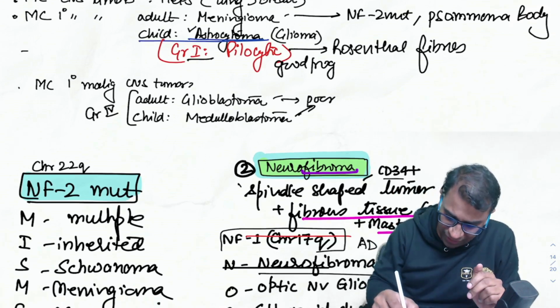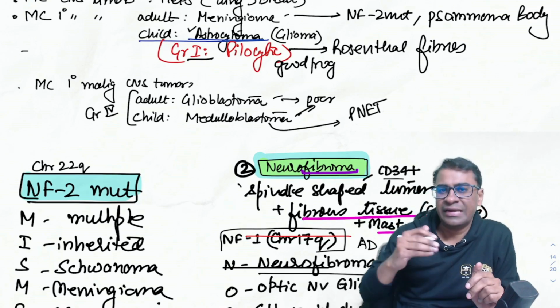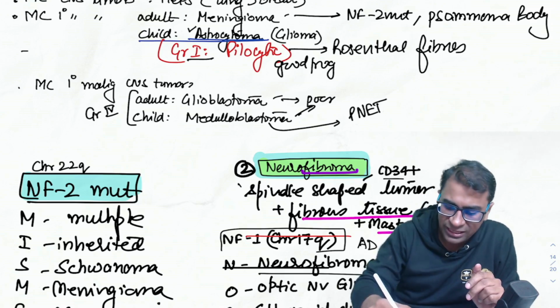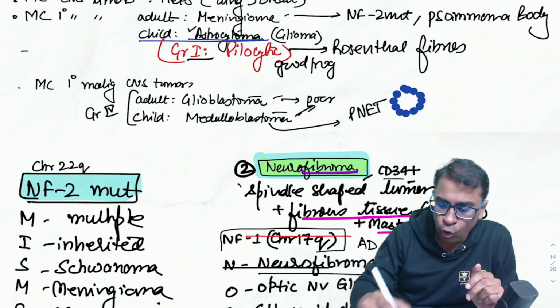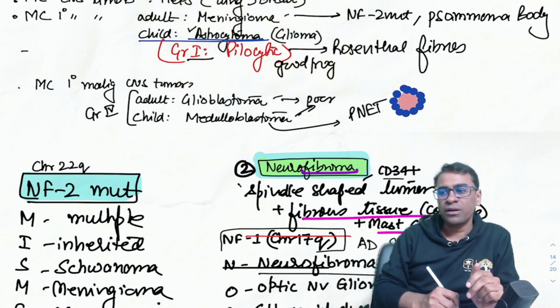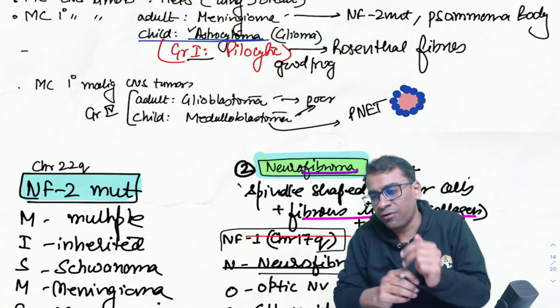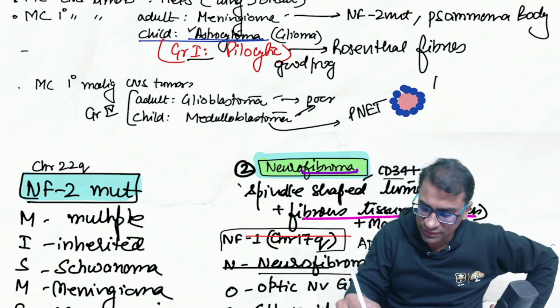But the finding in medulloblastoma is it shows PNET, and PNET stands for primitive neuroectodermal tumor, and hence they show rosettes like this. It is referred to as Homer Wright rosettes. It shows this pink center. It's called Homer Wright rosettes.